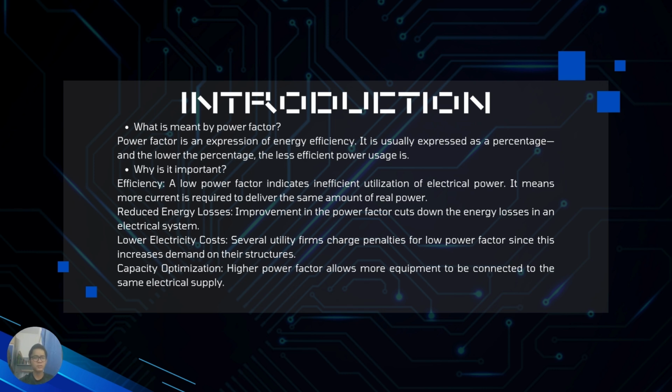The second one is to reduce the energy loss. Improvement in the power factor cuts down the energy losses in an electrical system. The next is the lower electricity cost. Several utility firms charge penalty for low power factors since this increases demand on their structures. And the last one is capacity optimization. Higher power factor allows more equipment to be connected to the same electrical supply.